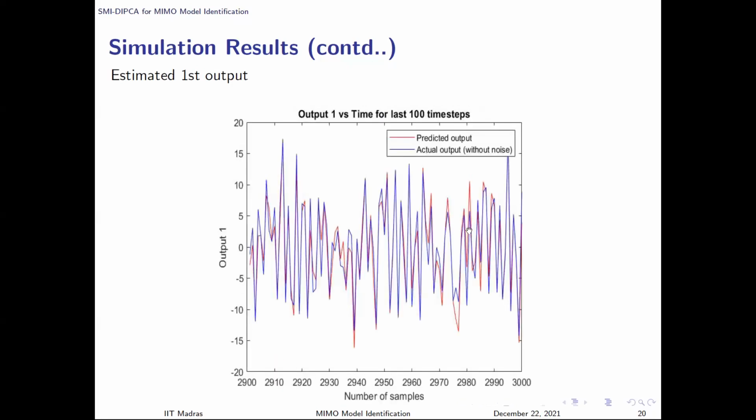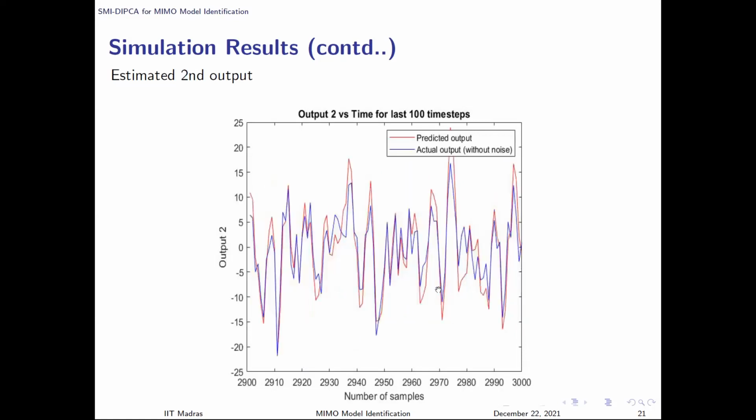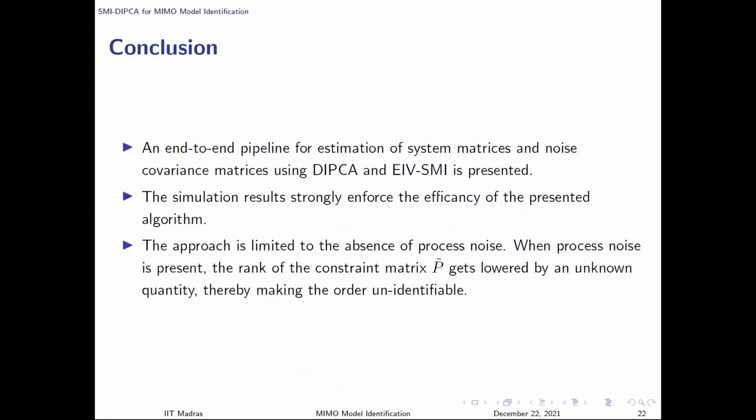So we have tried, of course, other systems and so on. So here's the final thing: the predicted versus the actual output based on the estimated model, and for output 2 also. Okay, so just as a comparison to make sure things are okay, right? I've just not done the process noise case because we are running out of time. Essentially, we now have a pipeline for estimating system matrices and noise covariance matrices using DIPCA and SMI methods, right?